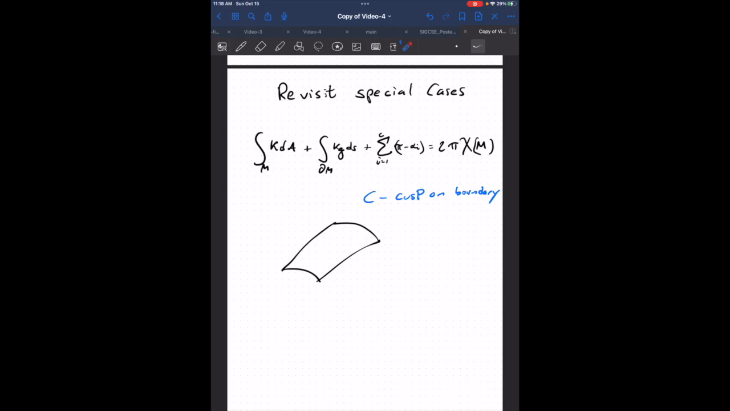If there's a cusp on the boundary, you add in the exterior angle, or pi minus the interior angle. So let's say this is alpha i inside. So certainly that's some curvature that needs to be accounted for. I didn't include that, but maybe we should have, and we'll see why it comes up in our special cases that we've seen so far.